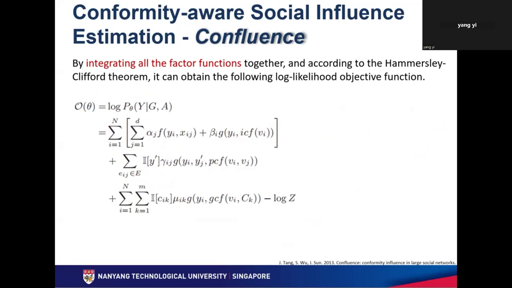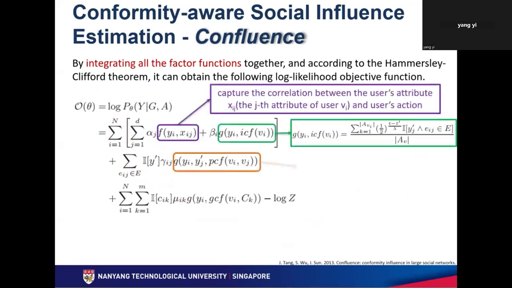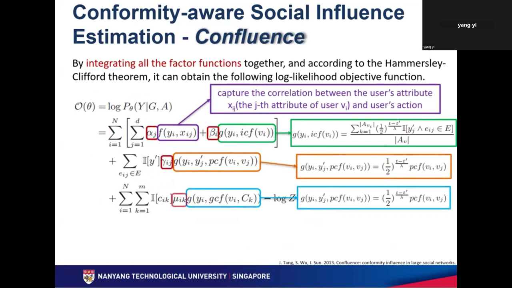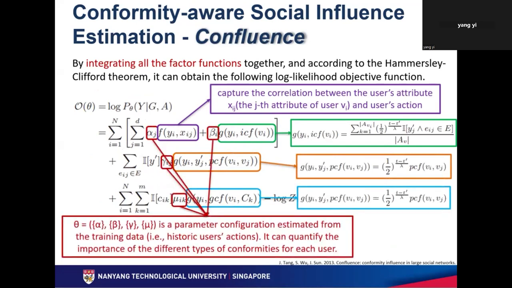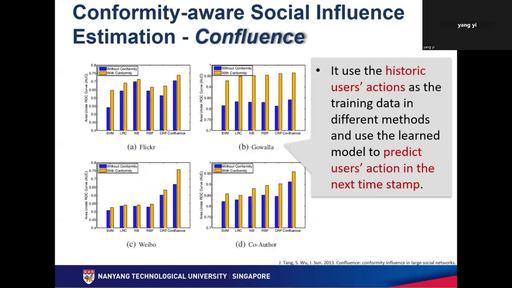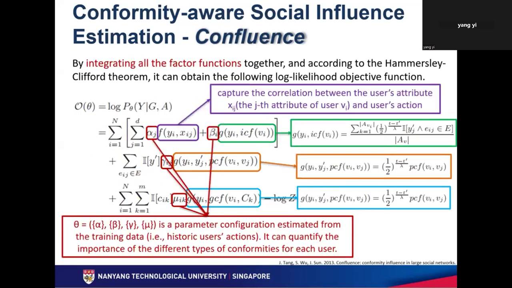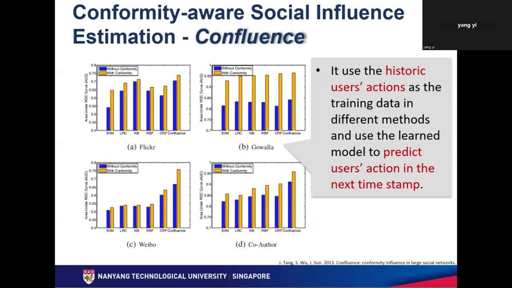Learning the objective function using the historical record, we can train the parameters in this function, for example alpha, beta, gamma, and mu, by maximizing the posterior probability. Suppose we have learned the parameters from the historical record; we can then use them to evaluate the three kinds of conformity for each new node. This also leads to a new question: how can we evaluate whether the quantification is good or not? Similarly, in Confluence, they put the result into the same downstream task, link prediction. For link prediction, they also show a very significant improvement compared to the approach without conformity.